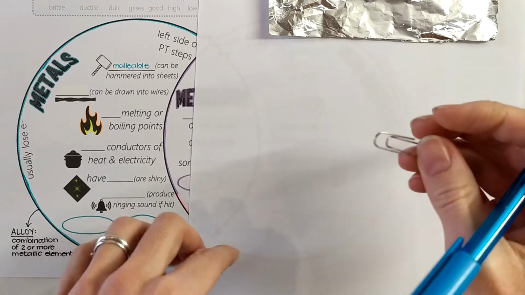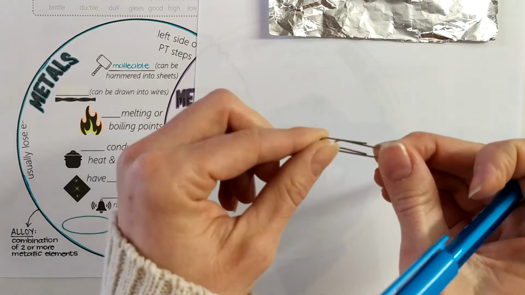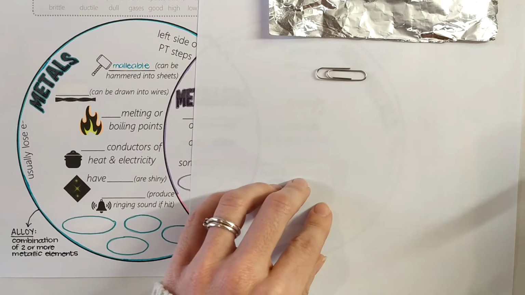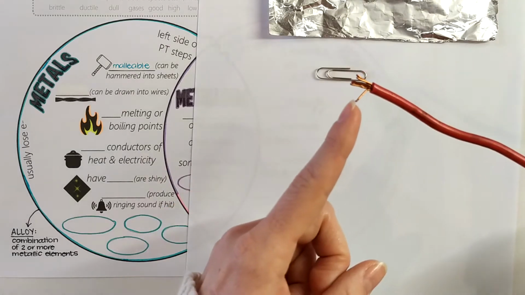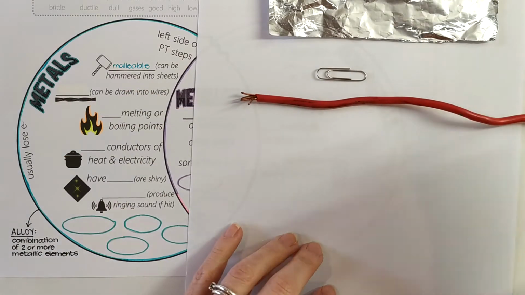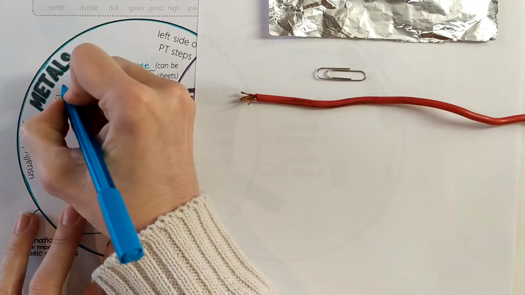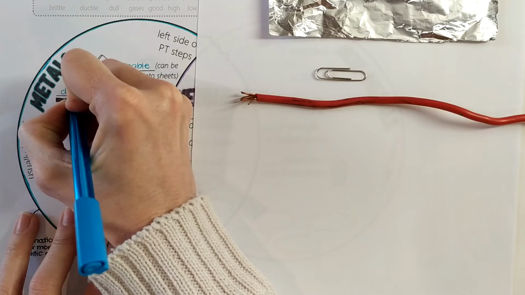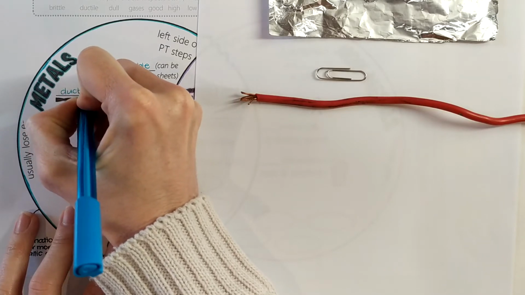It can also be drawn into long thin wires, like in a paperclip, for example, or in a piece of electrical copper wire. The word we use to describe the fact that it can be drawn into wires is ductile.